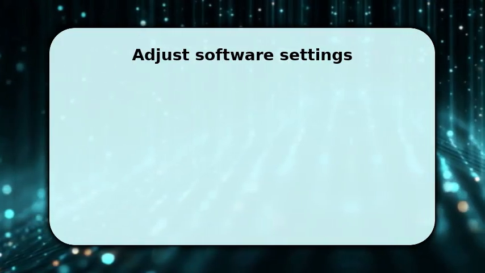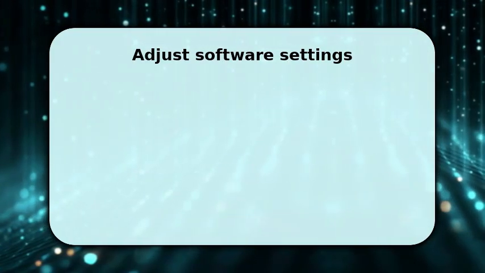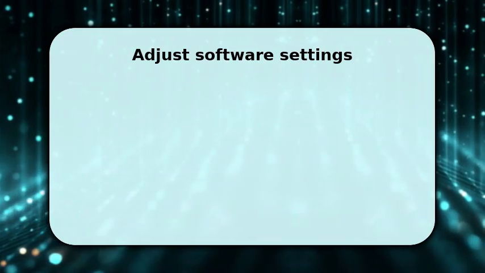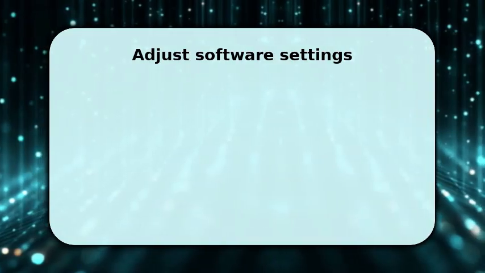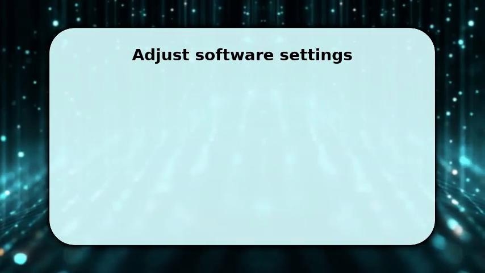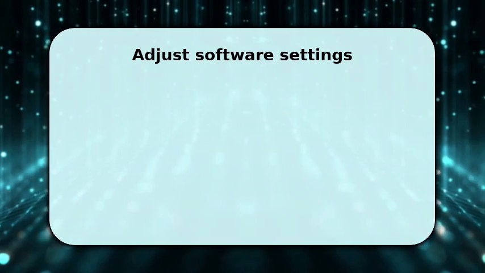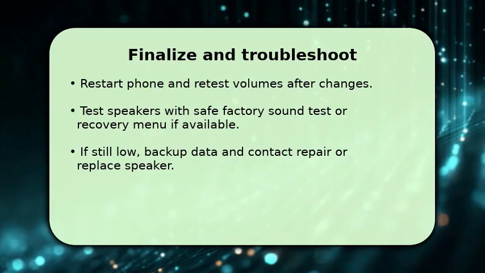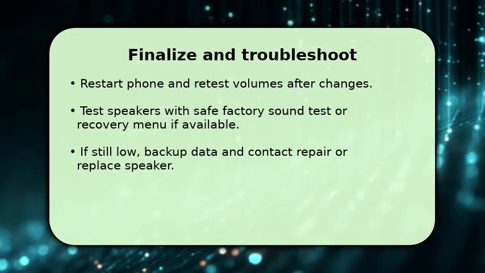Once adjusted, play a known file or ringtone. Listen for distortion, balance, or dropouts. If audio plays but is low, check equalizer and sound enhancement settings for unwanted attenuation. Finish by restarting the phone to apply settings and retest volumes. Reboot often clears stuck audio services.